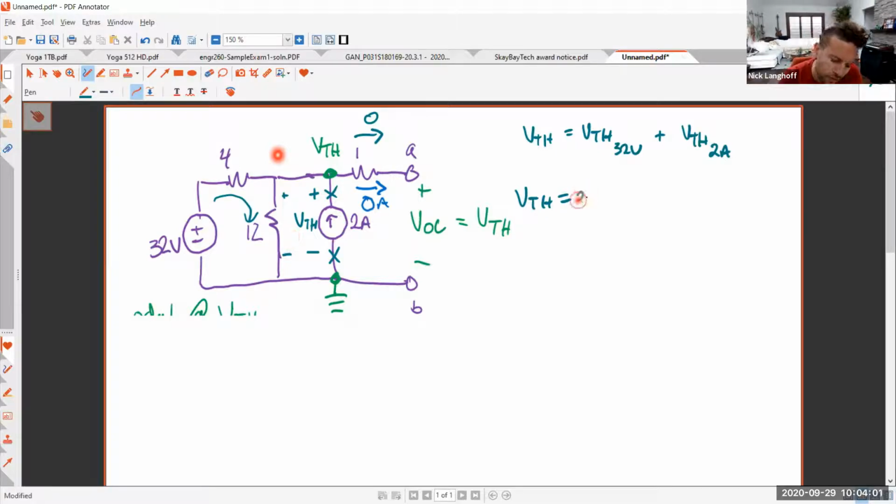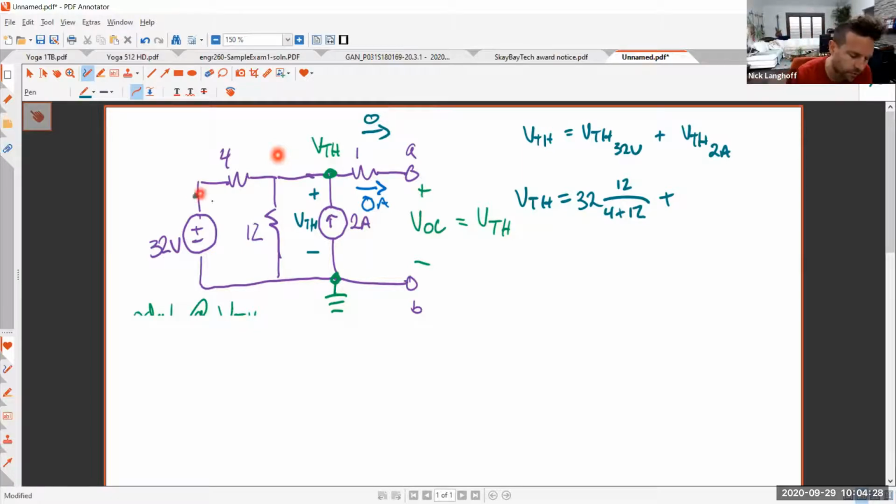So I can actually just do 32 volts times 12 over 4 plus 12. All right. So that's the voltage due to the 32 volt source. Now let's do the current source. Now that's on. There's still no current flowing through the 1 ohm resistor because the port AB is open circuit.